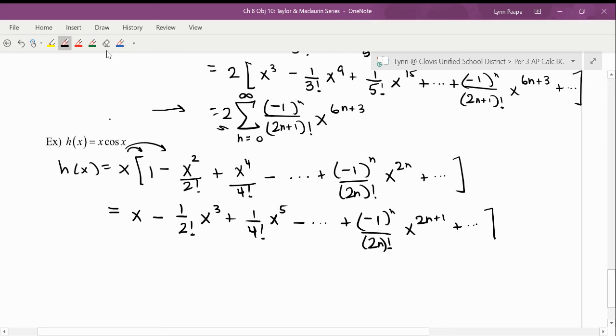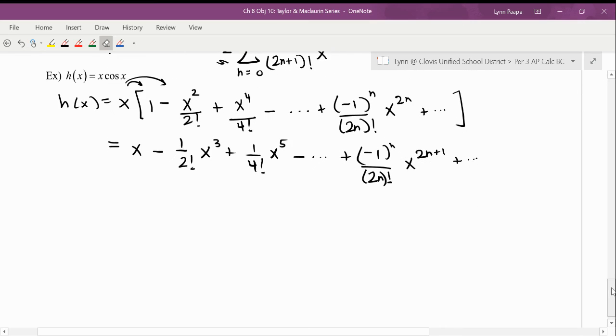Oops, I don't need that anymore, do I? Lots of oopses today on this one. Okay. All right. And then finally put that nth term into my sigma form. So then that would give me negative 1 to the n over 2n factorial, and then times x to the 2n plus 1. And then that's it. Like that's the end of that.